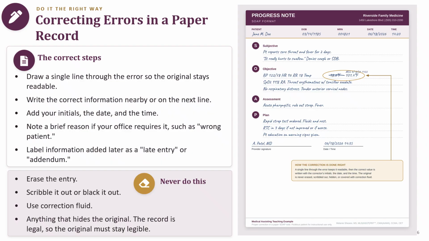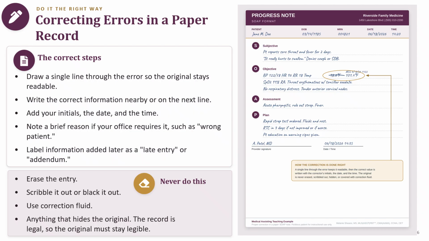Everyone makes mistakes in a chart at some point, so the question is how you fix one correctly. Let's start with paper charts. The correct steps are specific, so memorize them. First, draw a single line through the error, just one line, so the original entry is still readable underneath. Second, write the correct information nearby or on the next line.